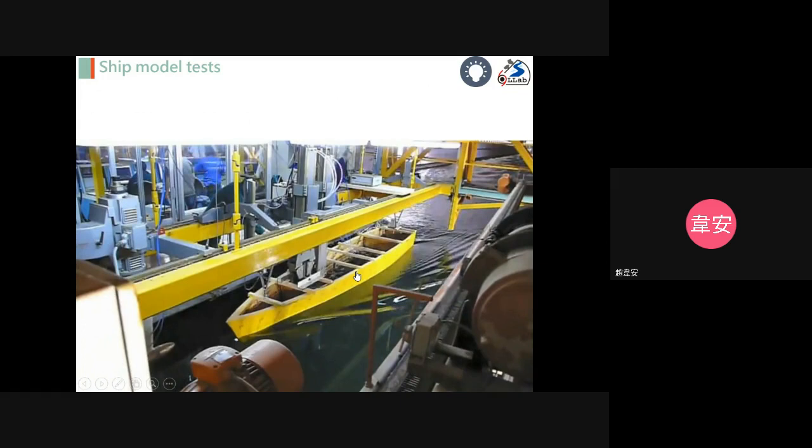But for this testing, if you would like to predict the prototype behavior based on the model observations, you need to satisfy the dynamic similitude first, and usually we will use equal Froude numbers to satisfy the dynamic similitude. And for the viscosity problem, we will compute by numerical modeling or direct analytic solutions.